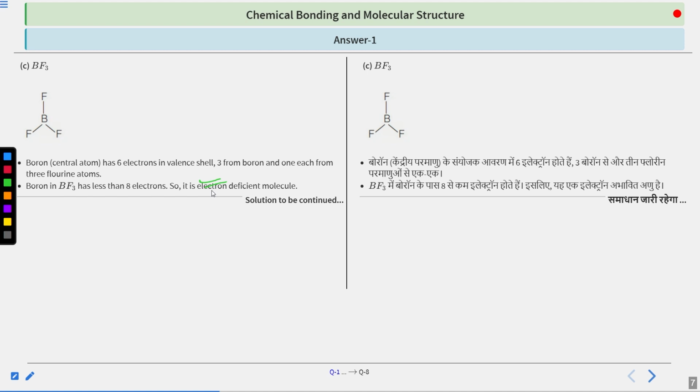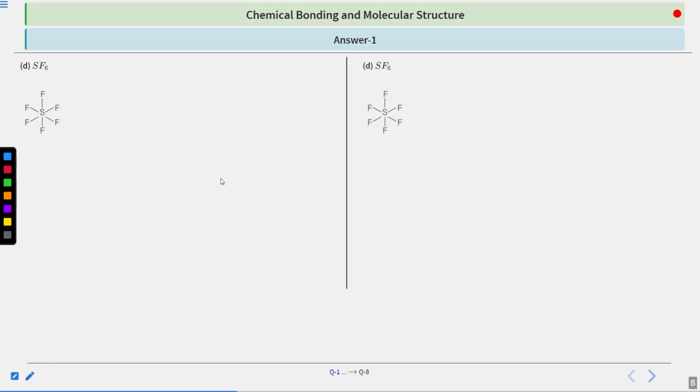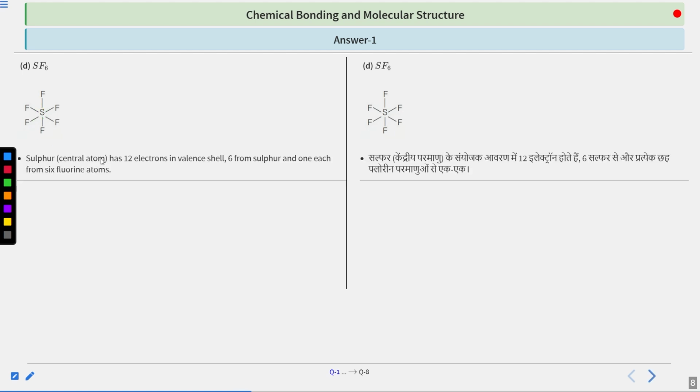Moving on to the last option, which is SF6. Now sulfur has how many electrons? Sulfur has 6 electrons, and 6 of them are involved in bonding. Therefore, there will be a total of 12 electrons on this central atom, that is sulfur. Clear? Now we can just calculate it also. Very simple. 6 to the 12 as there are 6 bonds. So therefore, it is also a hypervalent compound or an electron rich compound.